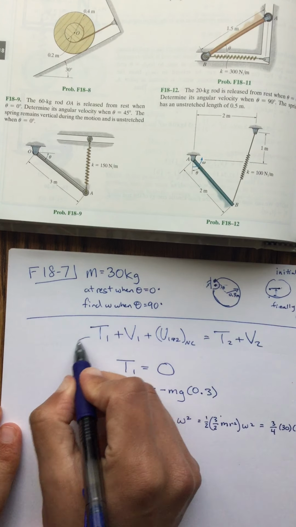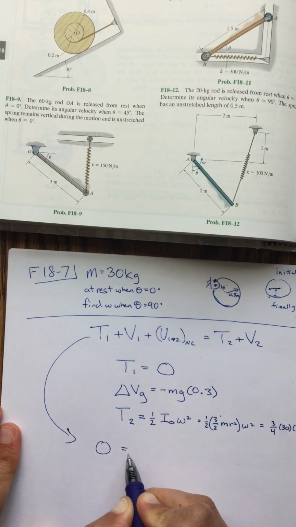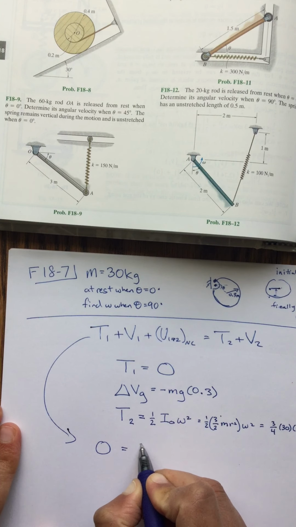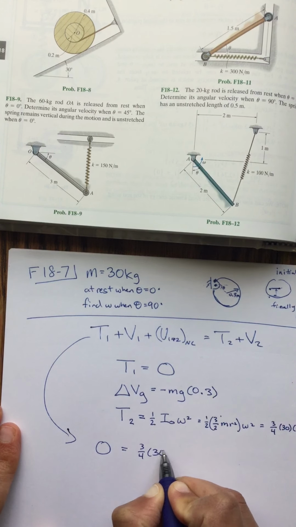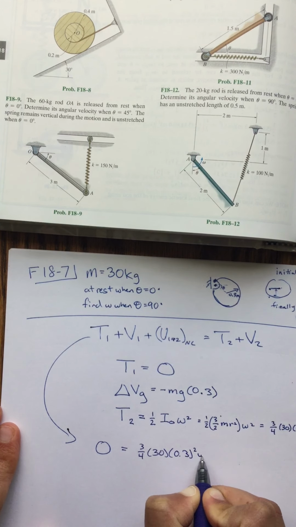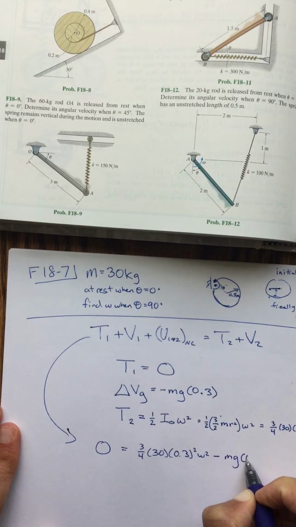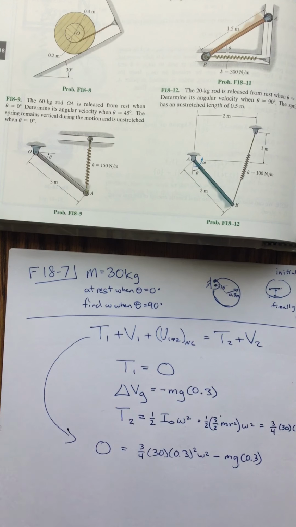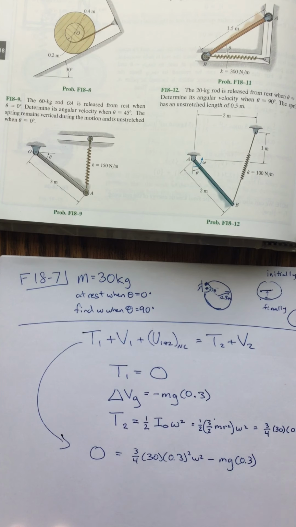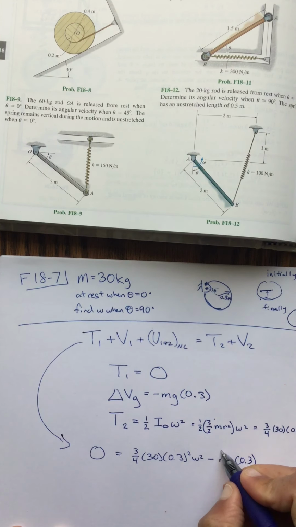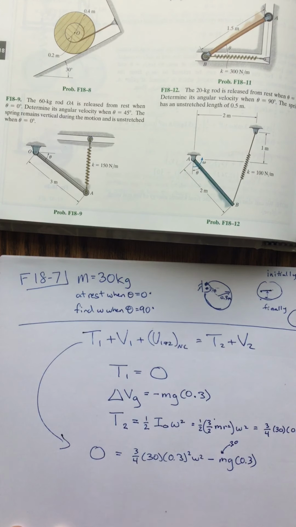I can say from this equation here, T1 is equal to 0. This is equal to T2, which is 3/4 times 30 times 0.3 squared times omega squared minus mg times 0.3 for the change in gravitational potential energy. The mass is given to you, that's 30. And then you can solve for omega, and you should get 6.60 radians per second for omega.